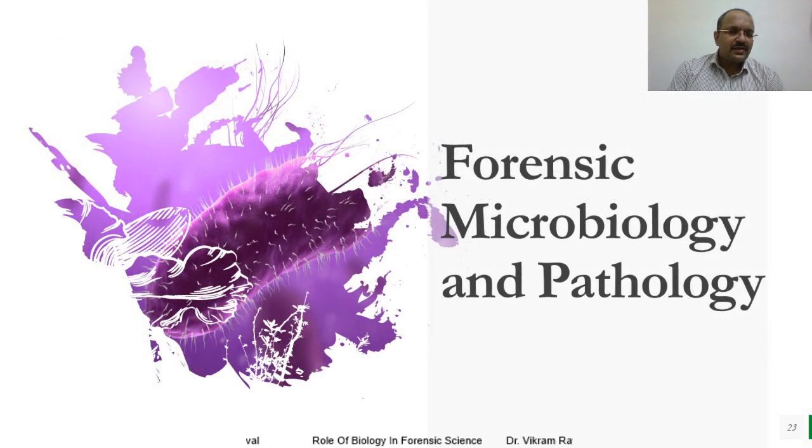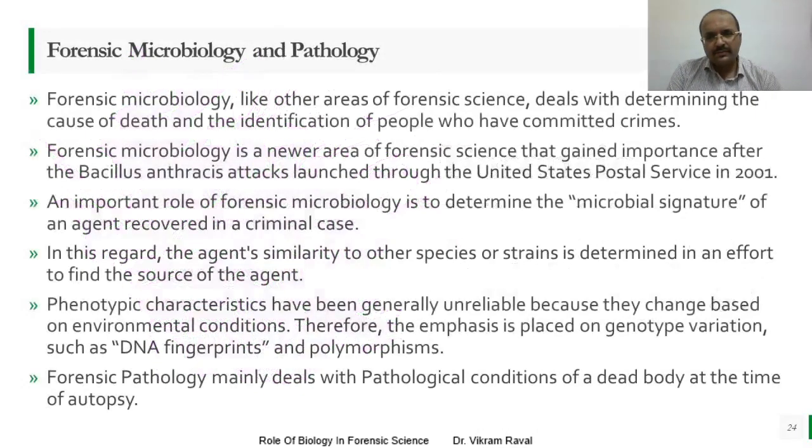Next is forensic microbiology and the associated pathology. Forensic microbiology, like other areas of forensic science, deals with determining the cause of death and the identification of people who have committed the crime. Forensic microbiology is a newer area of forensic science and gained importance after the well-known Bacillus anthracis attacks launched through the US Postal Services in 2001. I hope all of you have heard about this.